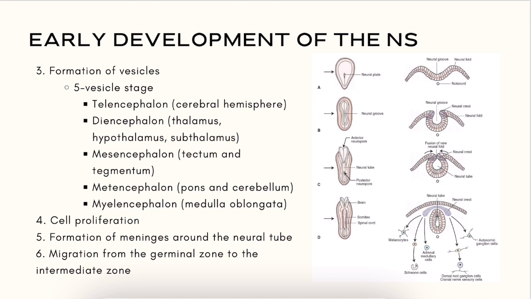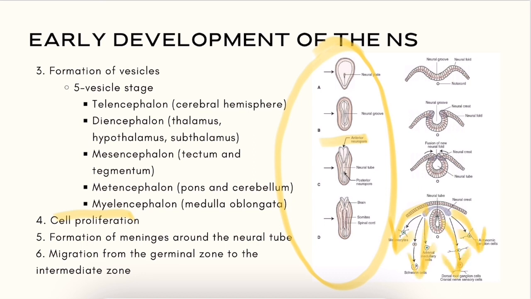After that, cell proliferation will happen, which is the rapid formation of cells. These are our neuroblasts and glioblasts, and formation of meninges around the neural tube, and finally the migration from the germinal zone to the intermediate zone. At this point, cells with common properties will aggregate or go together, and sometimes when anything happens on any part of this process to form our nervous system, or even during cell differentiation, defects may happen to a child or to a person.